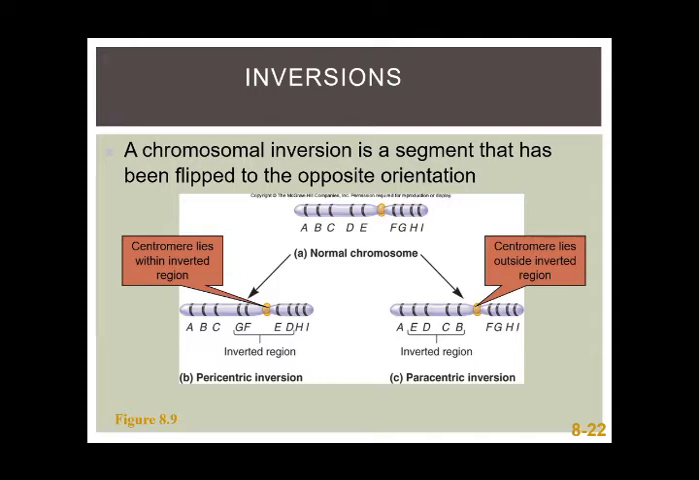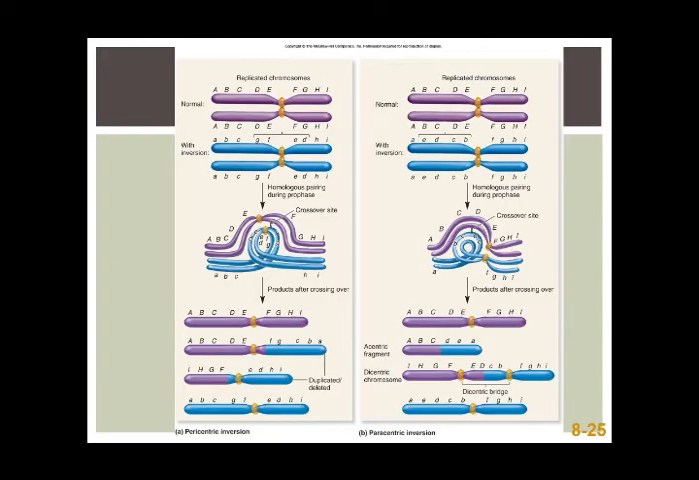In C you have A, E, D, C, B, F, G, H, I. So the one that is inverted will be B, C, D, E. So in this type of inversion, called the paracentric inversion, the centromere is outside of the inverted region. Okay, as you can see here, you have chromosome A, B, C, D, E, F, G, H, I, which is purple. But the blue chromosome has an inversion: A, B, C, G, F, E, D.